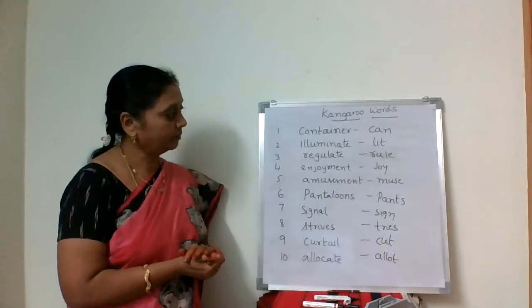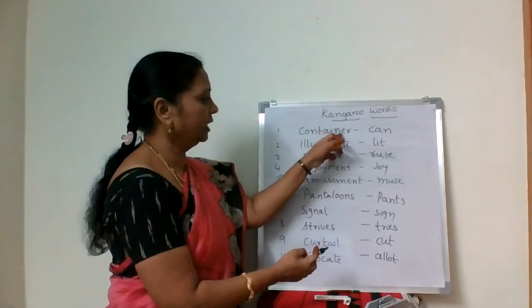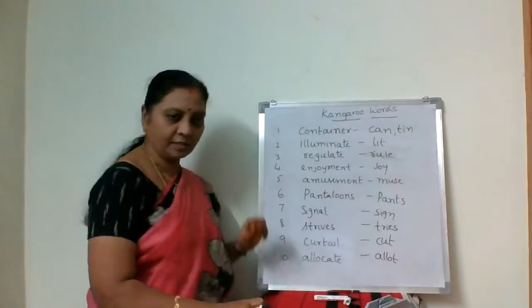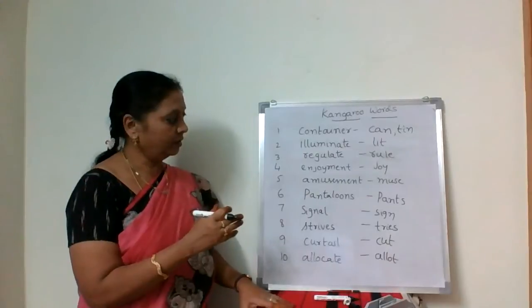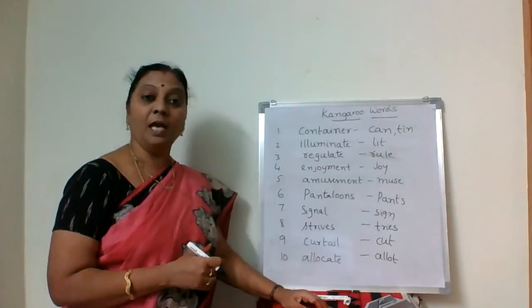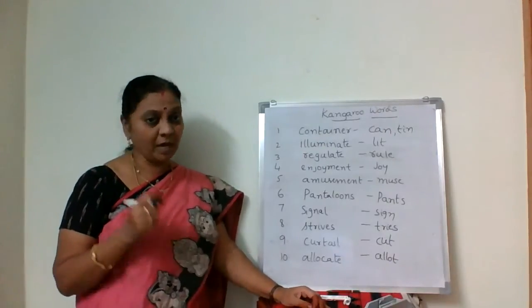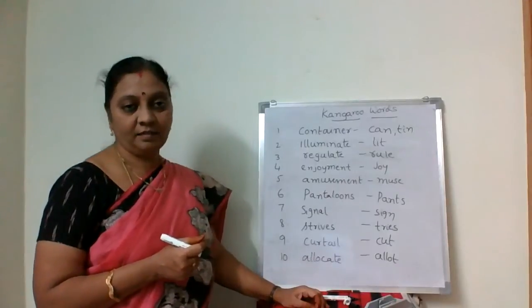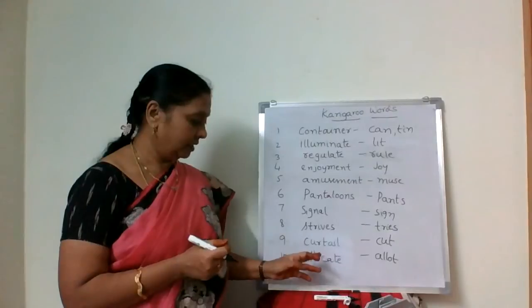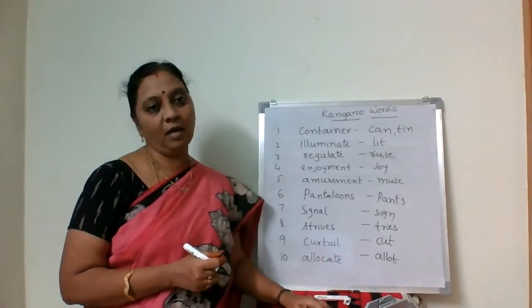Container, can, even tin also comes. TIN, tin also you can write. Illuminate, lit. Regulate, rule. Enjoyment, joy. Amusement, muse. Pantaloons, pants. Signal, sign. Strives, tries. Curtail, cut. Allocate, allot.